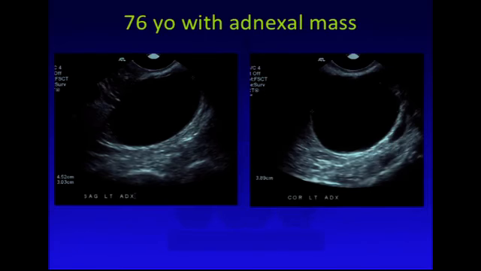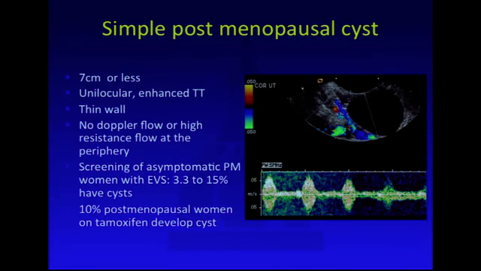Let's move on to a different entity now. This was a 76-year-old woman with an adnexal mass, and you can see in her left adnexa a simple cyst, a cystic lesion with a thin wall, completely anechoic. And so this is a simple postmenopausal cyst. By definition, they should be 7 centimeters or less. They should be unilocular with enhanced through transmission, have a thin wall, and no flow within it, of course, and if there is flow at the edge, usually it's high resistance at the periphery, as you can see in this patient here.